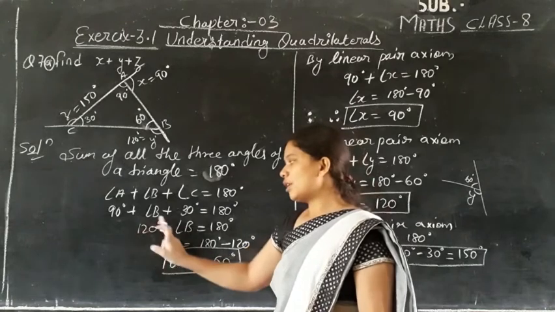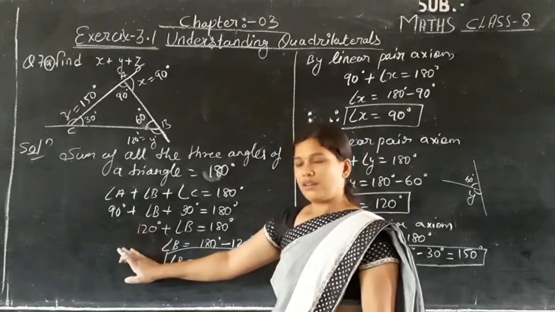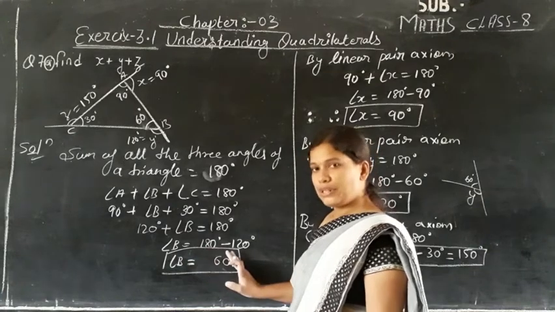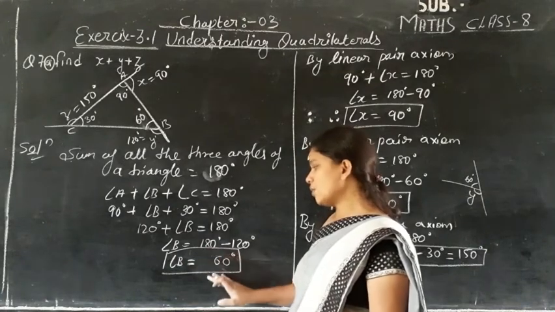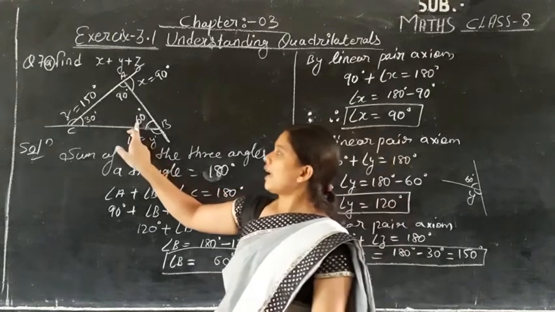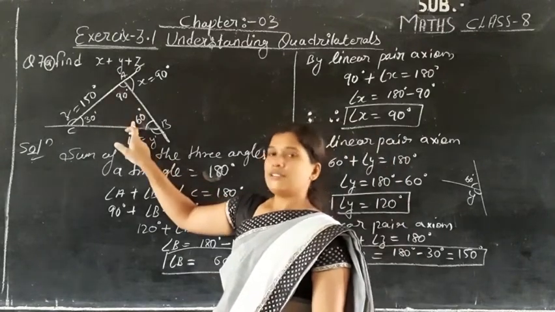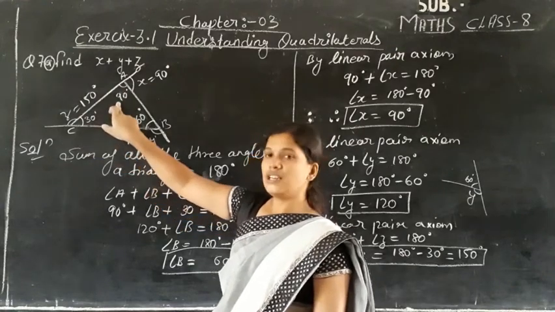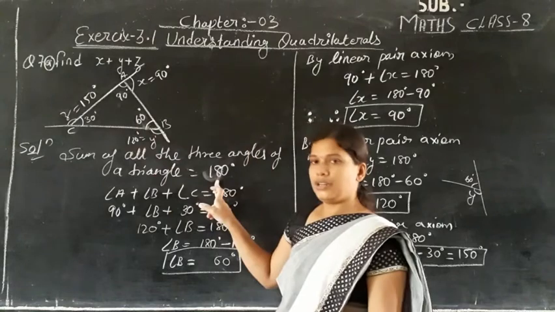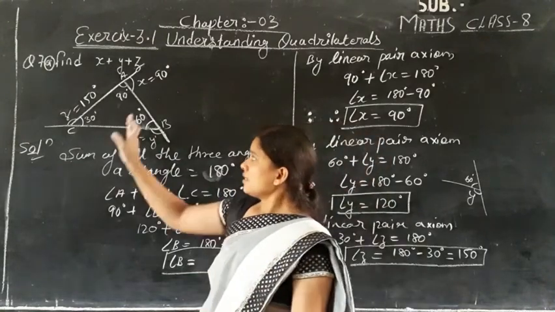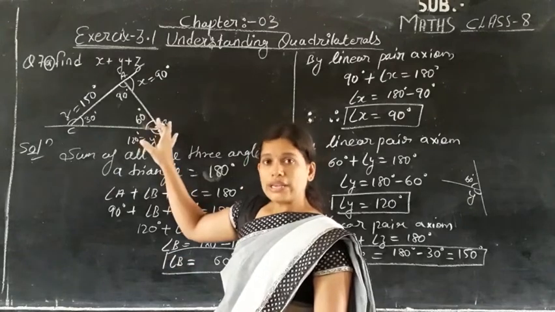Now transpose 120 degrees from the left hand side to the right hand side. It will become 180 degrees minus 120 degrees. By subtraction, how much value will you get for angle B? It is 60 degrees. So the interior angle of the triangle will be equal to 60 degrees. So 60 degrees plus 30 degrees plus 90 degrees is equal to 180 degrees. Clear up to here?